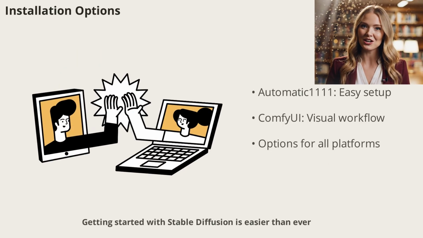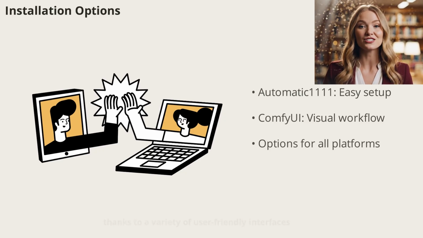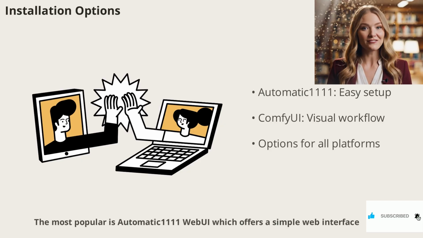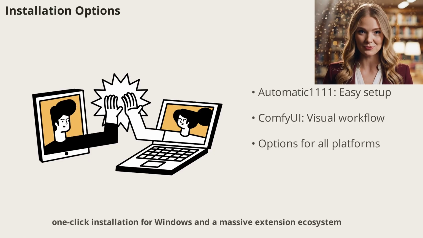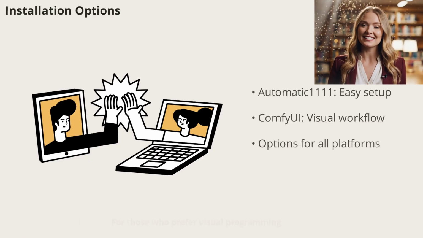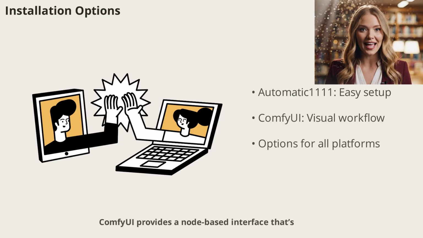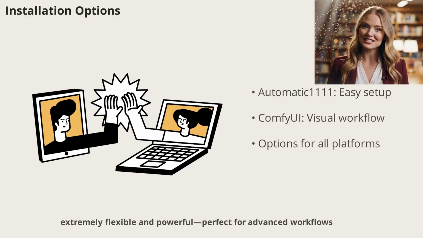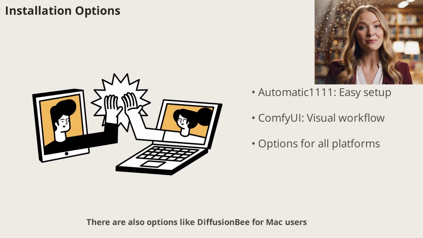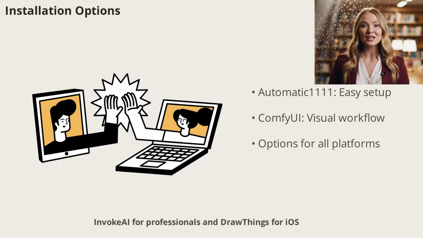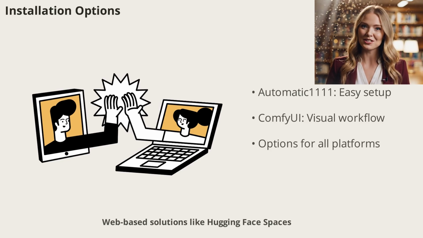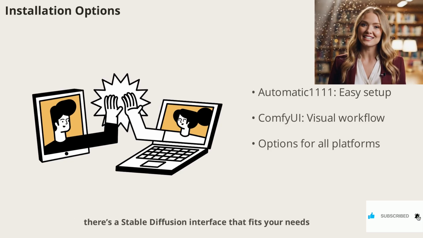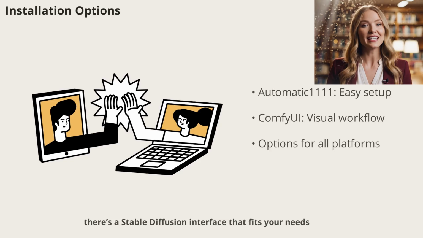Getting started with Stable Diffusion is easier than ever, thanks to a variety of user-friendly interfaces. The most popular is Automatic 1111 Web UI, which offers a simple web interface, one-click installation for Windows, and a massive extension ecosystem. For those who prefer visual programming, ComfyUI provides a node-based interface that's extremely flexible and powerful, perfect for advanced workflows. There are also options like DiffusionBee for Mac users, Invoke AI for professionals, and Draw Things for iOS. Web-based solutions like Hugging Face Spaces and Replicate make it even more accessible. No matter your platform, there's a Stable Diffusion interface that fits your needs.